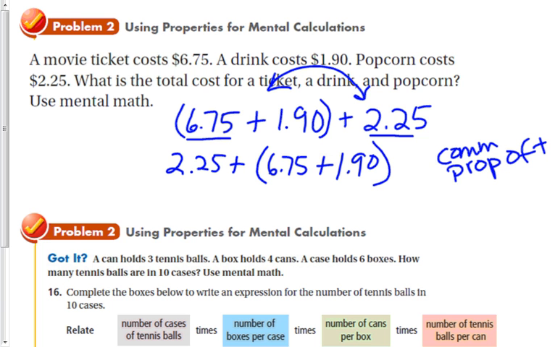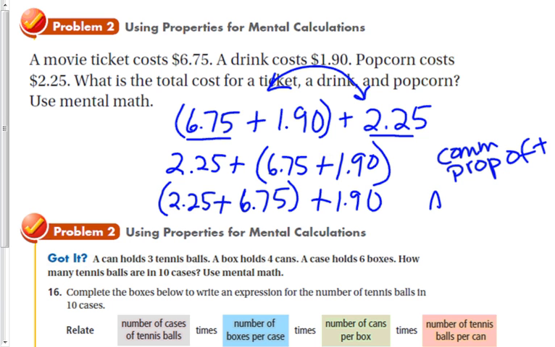Okay, now I do not want to add the 6.75 plus the 1.90. I want to add the 2.25 plus the 6.75 together first. And then I want to add the 1.90. And that's okay. You can move parentheses like that as long as you have addition. That's the associative property of addition. And now I'm just going to simplify it.